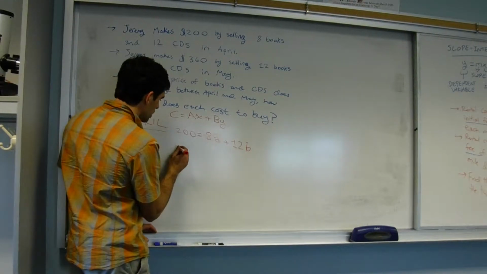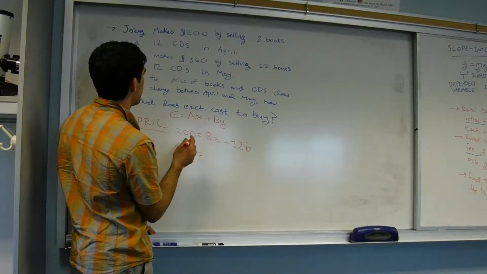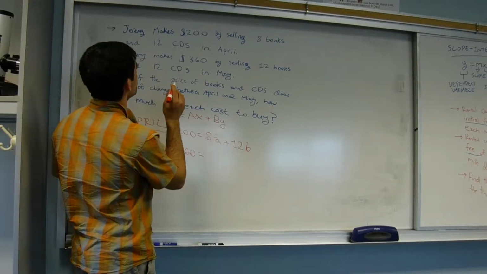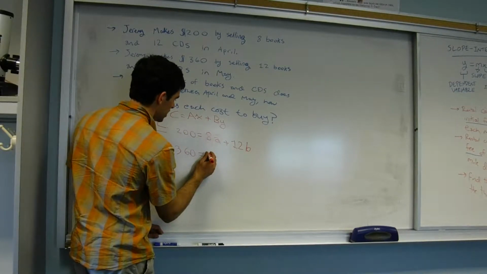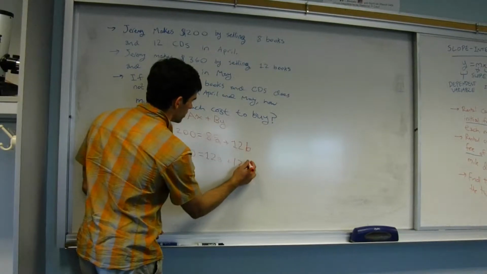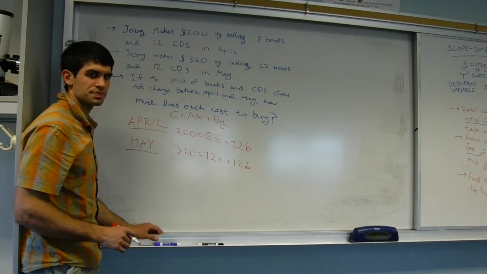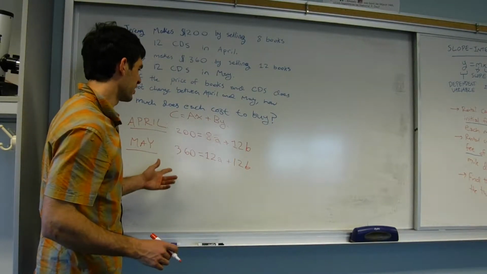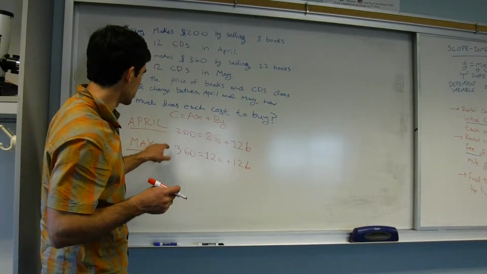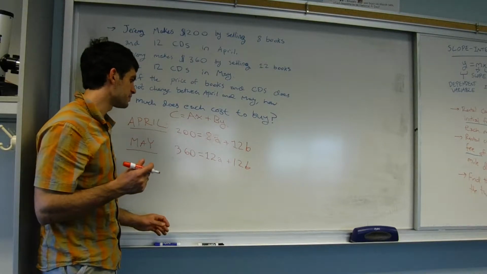In May, he makes $360 by selling 12 books and 12 CDs. So now we have 12A plus 12B. So he sells the same number of CDs, he sells 4 more books. So here you might notice, if you watched our last video on elimination, that these equations are set up very well for solving by elimination.